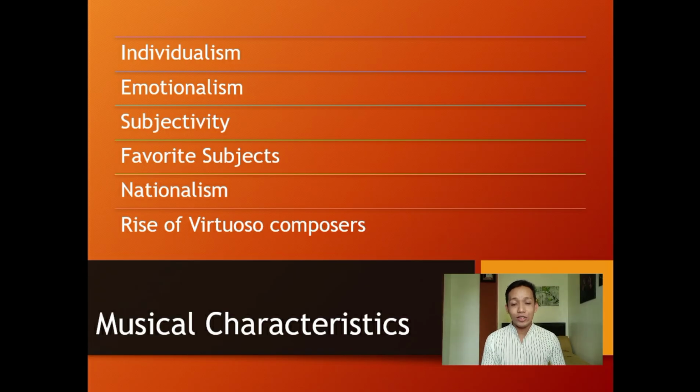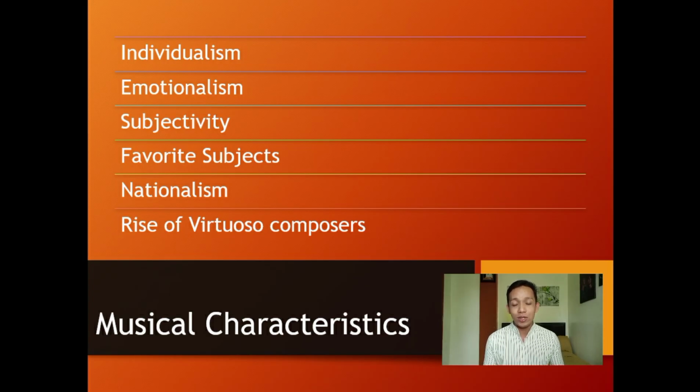The fifth one is nationalism. As mentioned earlier, nationalism is the love of one's country. How do you show love to your own country? Like here in the Philippines, yes, we can be able to show the love of country as Filipinos through living out the essence of our national anthem. And lastly, the rise of virtuoso composers.